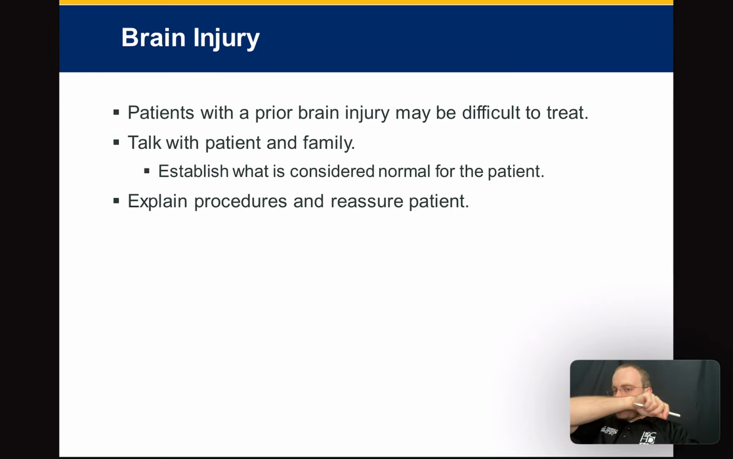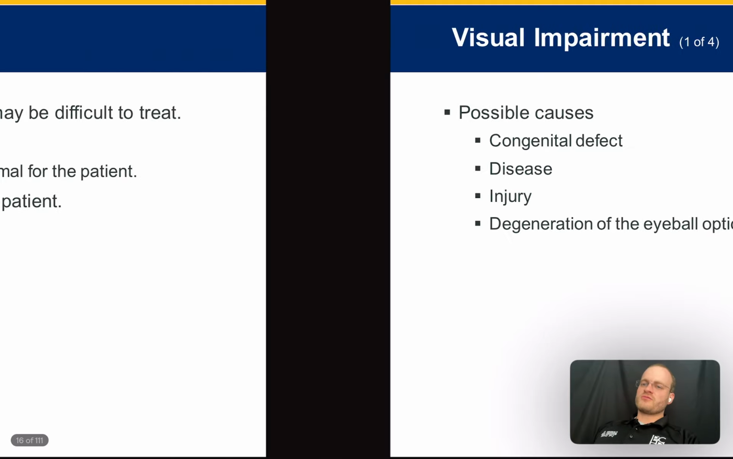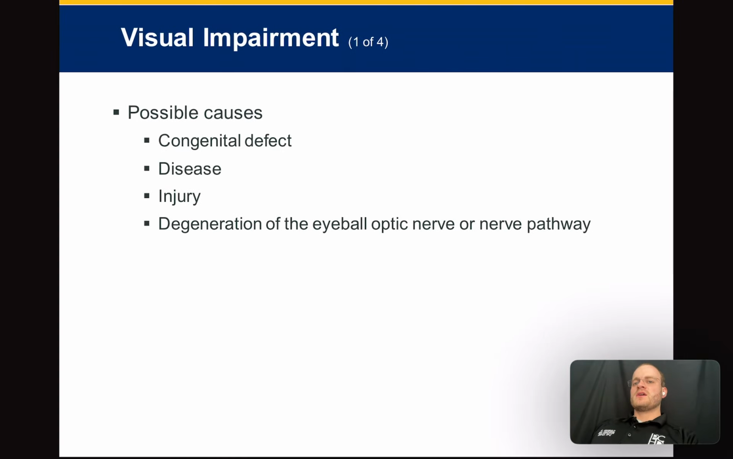Okay. Now, patients with brain injuries, this could obviously be from trauma. So this could be adults, children, right? And so they could obviously be intellectually disabled if they have diffuse axonal injuries, right? A severe brain injury, hypoxia even, right? And so it's going to be very similar. And so visual impairment, so there's possible causes, right? So congenital defect, disease, like chlamydia is actually the most common cause of blindness in the undeveloped parts of the world.